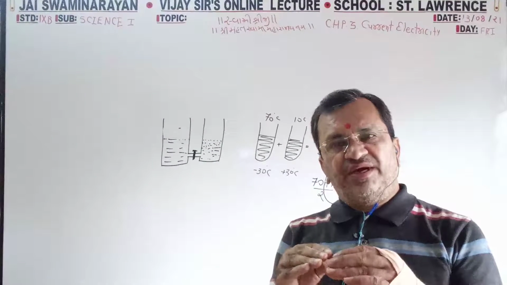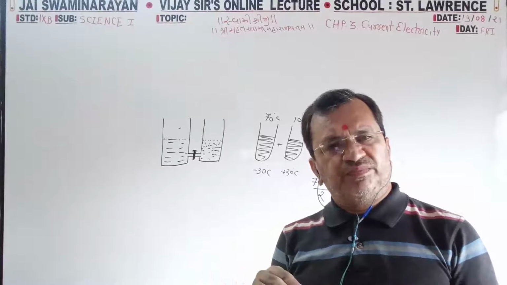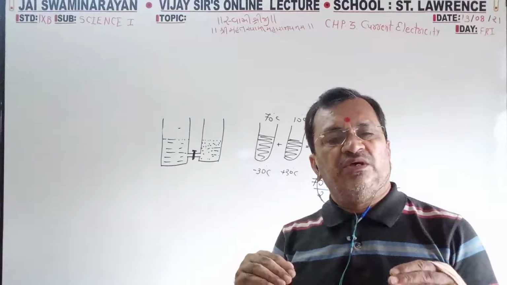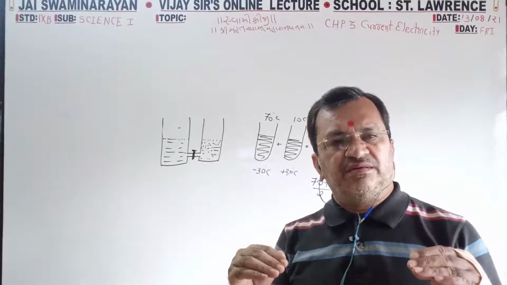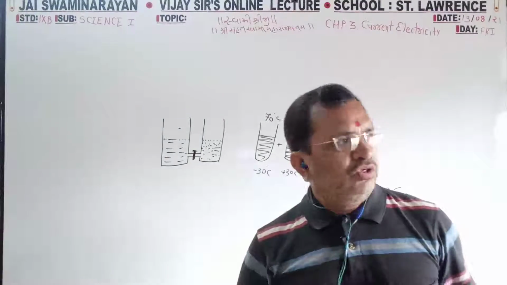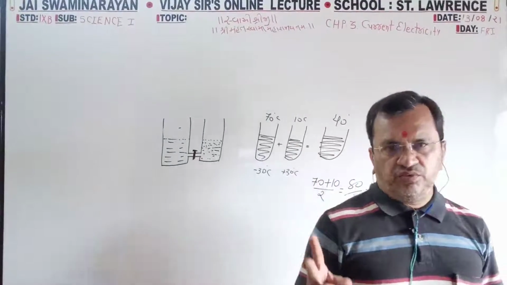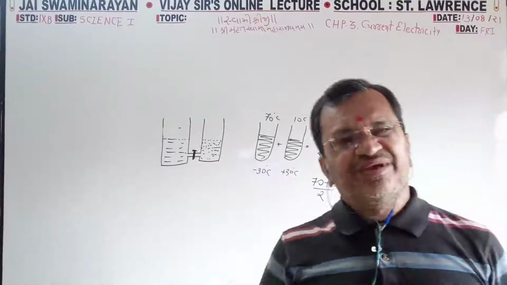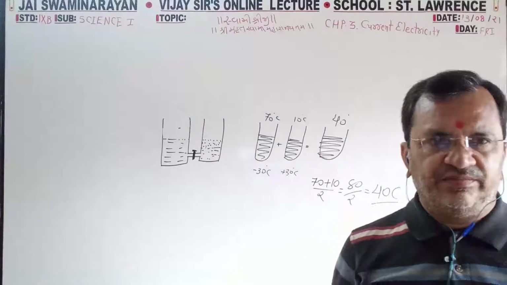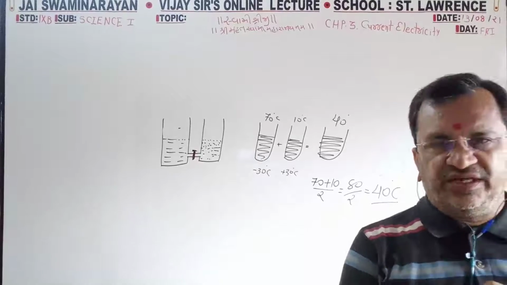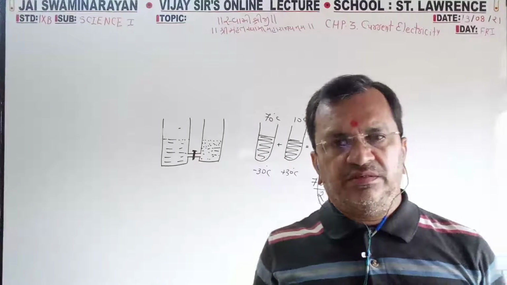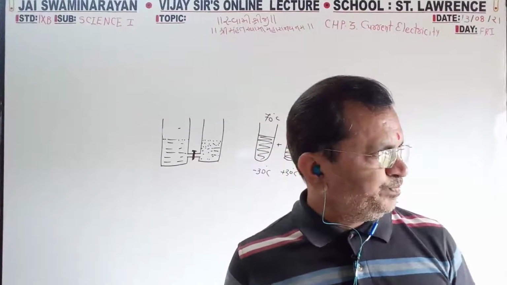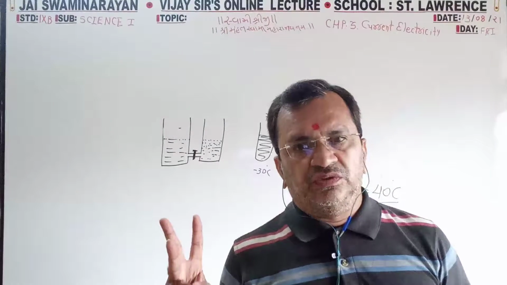And when it becomes 40, then no flow, because it is equal. No difference in the level, no flow. So example number 2, flow. For flow, we need difference of level. If there is no difference in level, no flow. Third example.